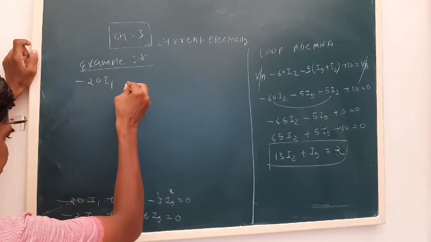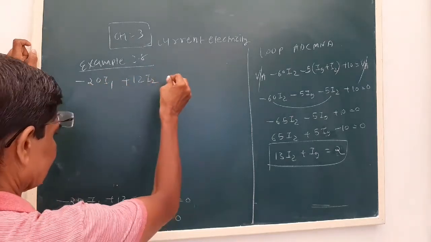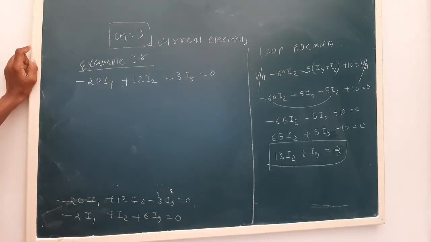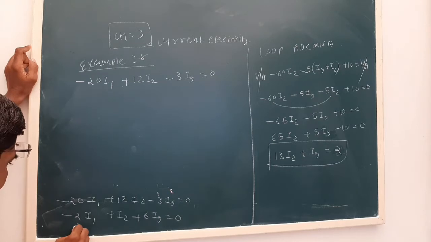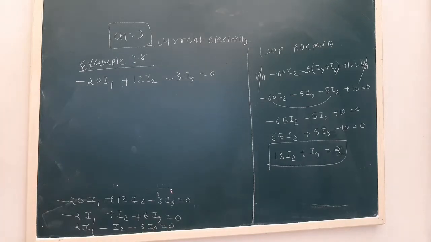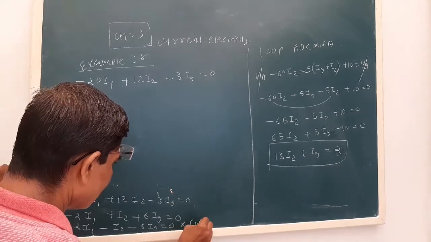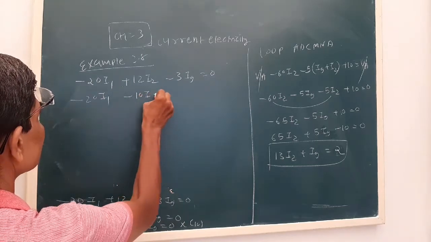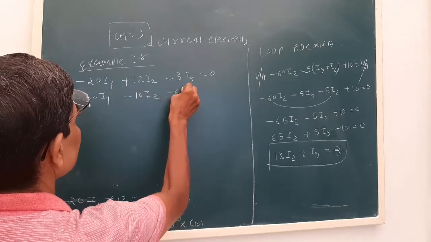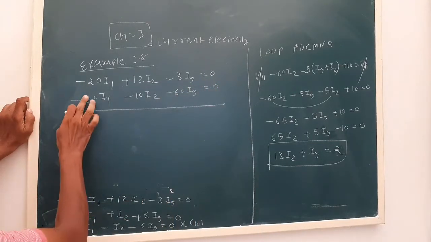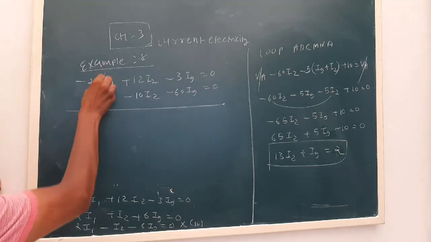Minus 20 I1 plus 12 I2 minus 3 IG is 0. Okay, and minus 2 I1, this I can write 2 I1 minus I2 minus 6 IG is 0. Okay, now this I multiply with 10. So 10 times 2 I1 is 20 I1, minus 10 I2, minus 60 IG. Now this will be 10 I2, so this will get eliminated.